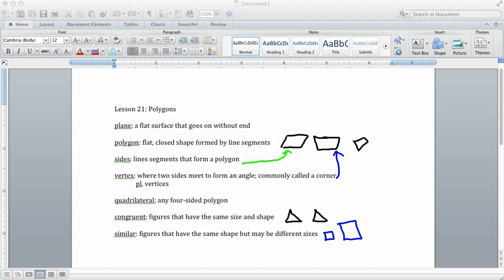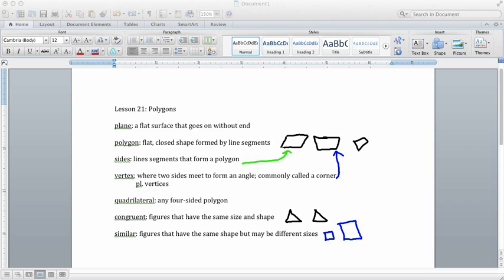Okay, a polygon is a flat closed shape formed by line segments. It must be formed by straight line segments, no curves, no circles, no ovals, no squiggles. Sides are just line segments that form the polygon. A vertex is where two sides meet to form an angle. We commonly call it a corner. The plural is vertices. One vertex, many vertices.